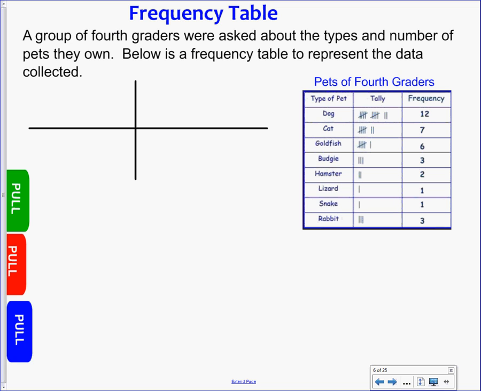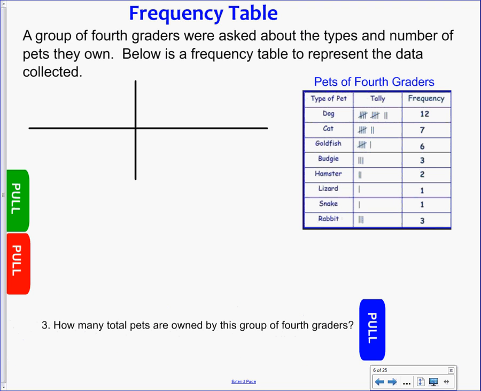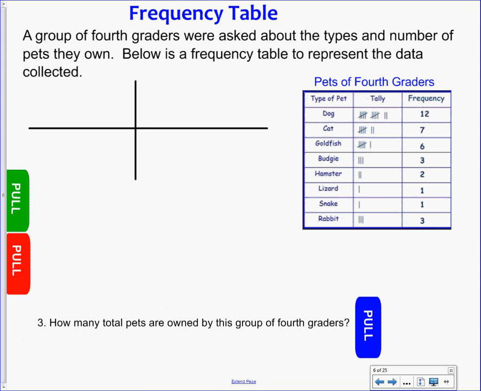Okay, and the last question on the frequency table. How many total pets are owned by this group of 4th graders? So we would underline "total," and that's our main idea. Again, pointing to the frequency chart. And for this one, they would just add all the different frequencies. So 12, 7, and 6. And I kind of have them just chunk it together.